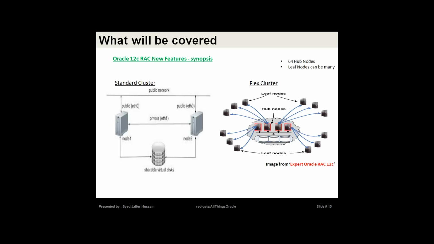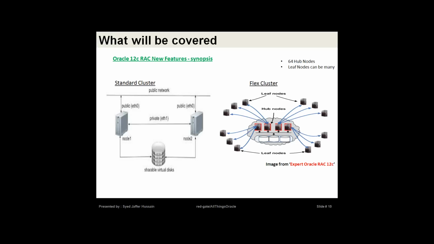Whereas when it comes to Flex Cluster, the technology is a little bit different from the standard cluster. In Flex Cluster, nodes are categorized as hub and leaf nodes. Hub nodes are similar to a standard cluster, where hub nodes are connected to each other through the interconnect and have direct access to the storage. Whereas leaf nodes are not connected to each other through the interconnect. Rather, all these leaf nodes are connected to a hub node. A hub node can have multiple leaf nodes. A leaf node cannot be part of multiple hub nodes. And you can have hub nodes without leaf nodes, but you cannot have leaf nodes without hub nodes.